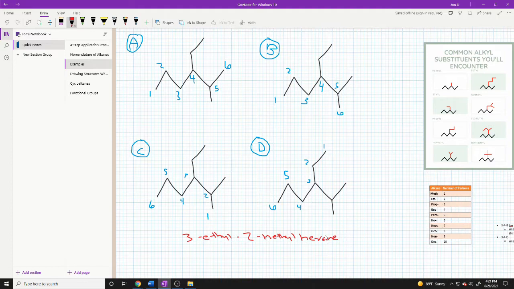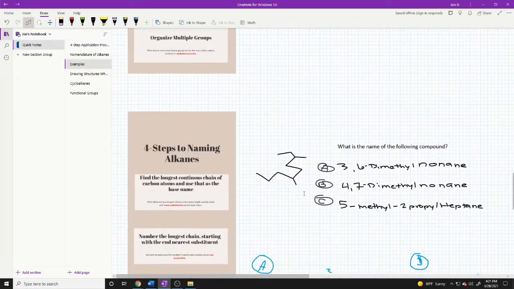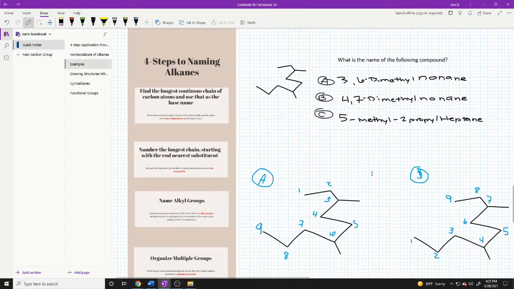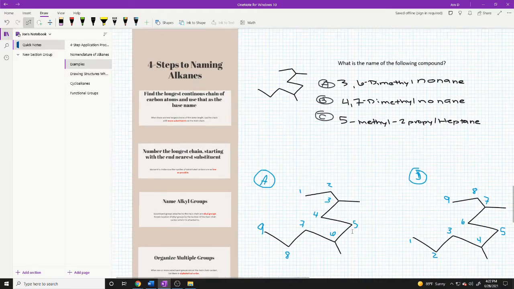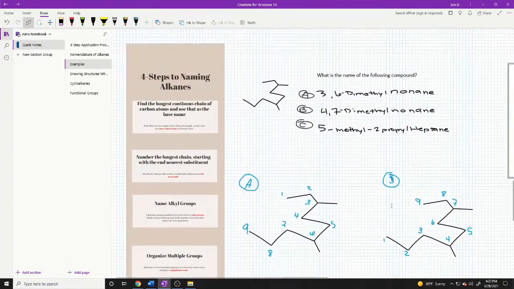All right. So the last example that I want to go over is something that you might see on a quiz or an exam. What we'll have is a structure already drawn out, and then they will give you multiple answers to see which one of these is correct.